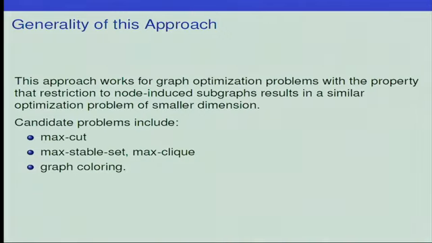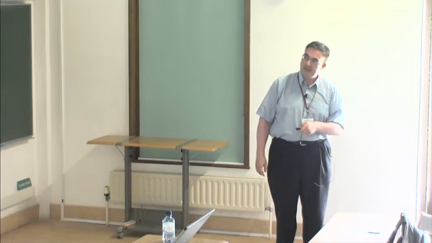In closing, I just want to mention that this whole talk was about max cut, but in principle, this can be used for other types of optimization problems where you have this property that projecting onto a smaller subset of the nodes, in this case, maintains the same structure. So that it allows us to generate this description in the smaller space and then move it back up to the big problem. Other candidate problems for this include max stable set, max clique, graph coloring, and there's probably more that are going to be added to the list.